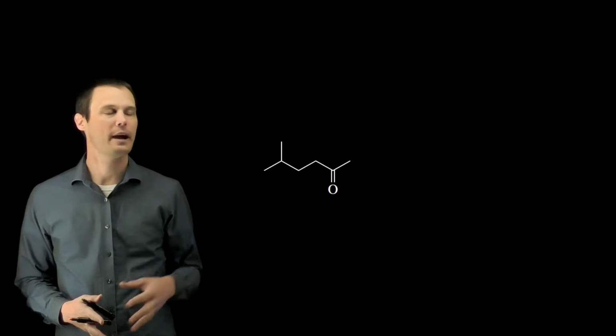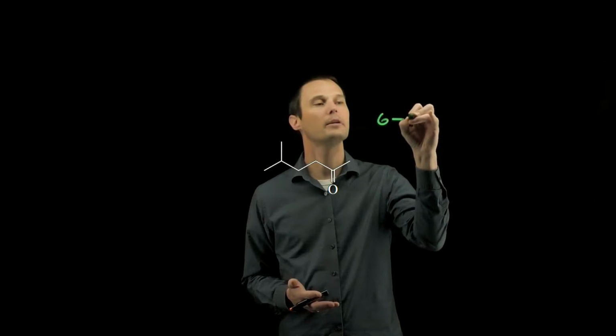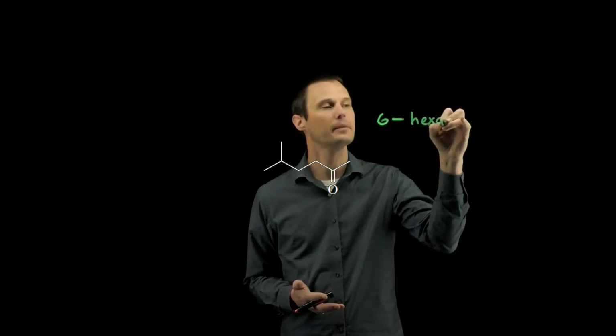This assessment asks us to provide the IUPAC name for this molecule. First thing we need to do is to find the parent hydrocarbon for this molecule. There are 6 carbons in the longest consecutive carbon chain. Our 6-carbon parent hydrocarbon is hexane.